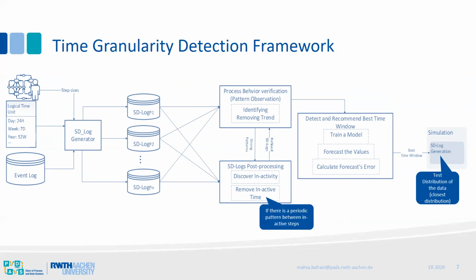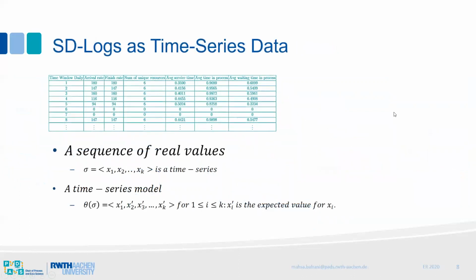These prepared data are used to train a model, which treats them as time series data. We train a model and we forecast the values. Based on the quality of the model and the values which we calculate using the forecast error, we can decide which one of the predefined time windows is the best one, and we use the data based on that time window value to simulate our processes.